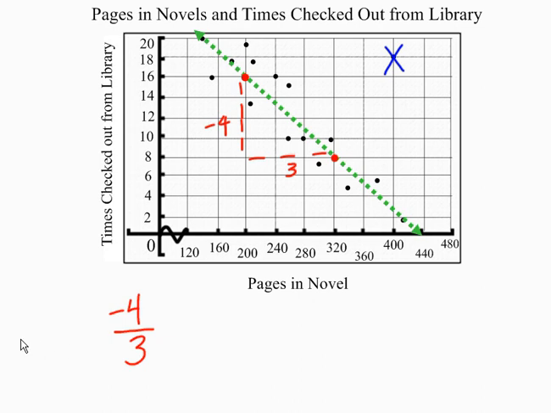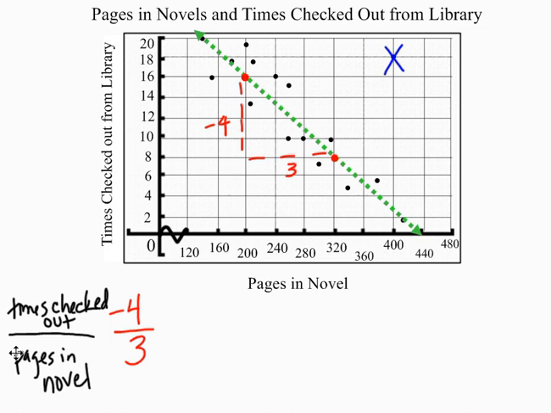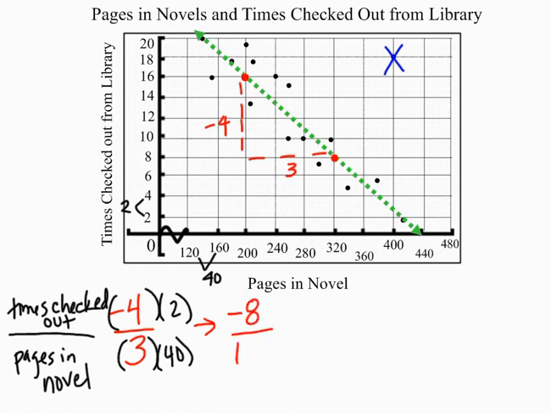And once again, we have to know, what do these things represent? This is going to represent times checked out, and that 3 is going to represent pages in a novel. Now we know that that's not true, 3 and -4, because these are being multiplied by something. So we can see that times checked out changes by 2, and that the pages in the novel changes by 40. So what we're going to do is make sure that we multiply the right numbers with the right numbers from their axes. And that's going to give us a new slope that can explain something a little more. So -4 times 2 is -8, and 3 times 40 is 120.